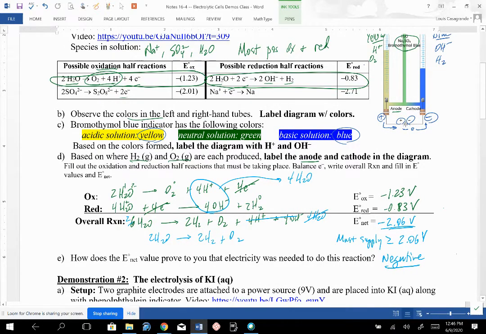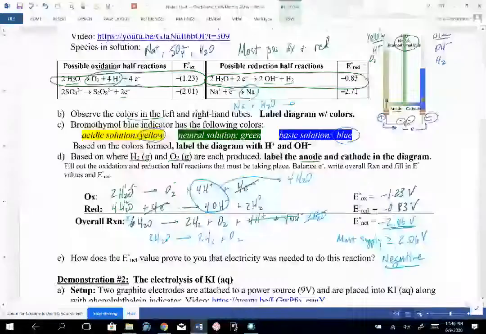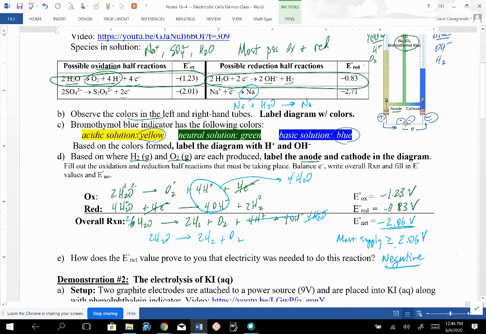The sodium is never going to work, because if you actually had sodium metal in water, the sodium metal plus water is a single replacement reaction that makes sodium hydroxide and H2 gas. And so there's the hydroxide and the H2 gas that would be formed.